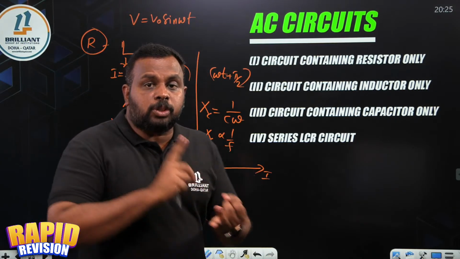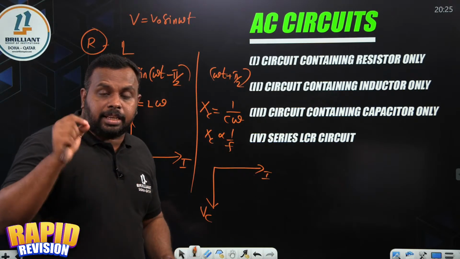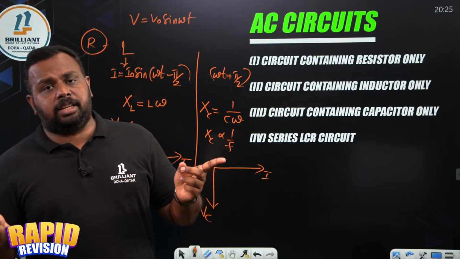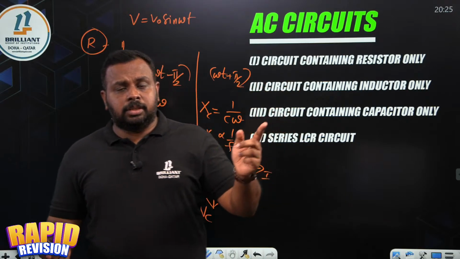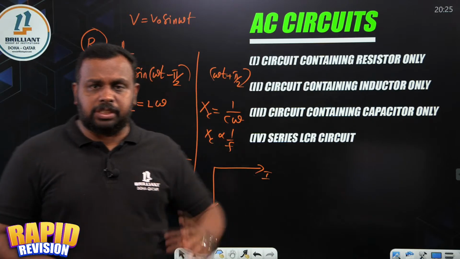Okay. So that's all about the three basic circuits. I think it's very clear for you. In both inductor and capacitor, the phase relation between current and voltage is 90 degree. But the difference is, in an inductor, who is leading? Voltage is leading. In a capacitor, current is leading. The phase difference is pi by 2.